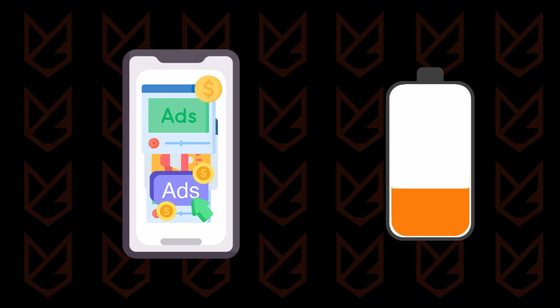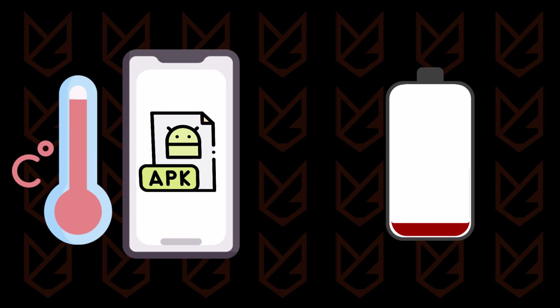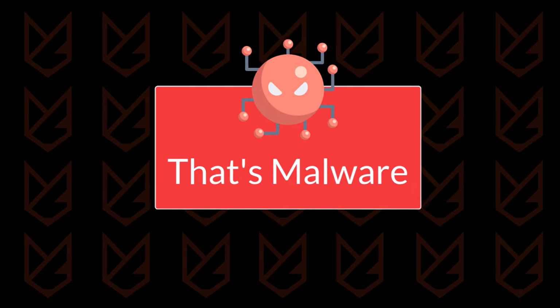Is your Android phone suddenly showing ads everywhere, even when you're not using any app? Is your battery draining unusually fast, or your phone heating up for no reason? Or worse, apps installing automatically without your permission? That's not a glitch, that's malware.